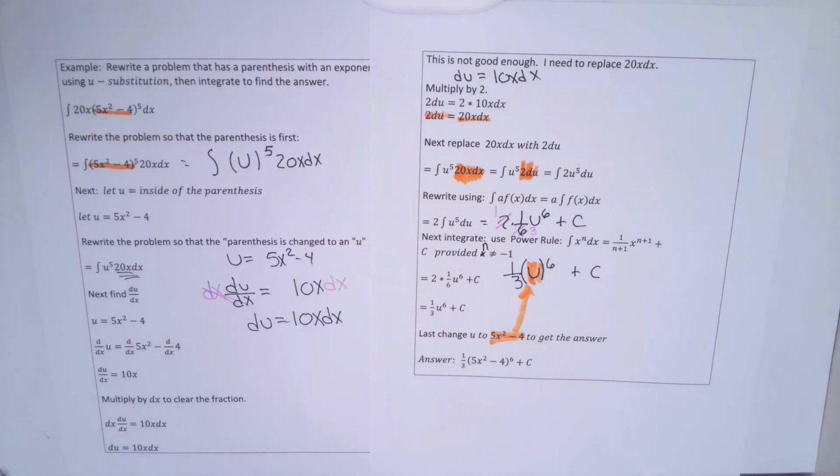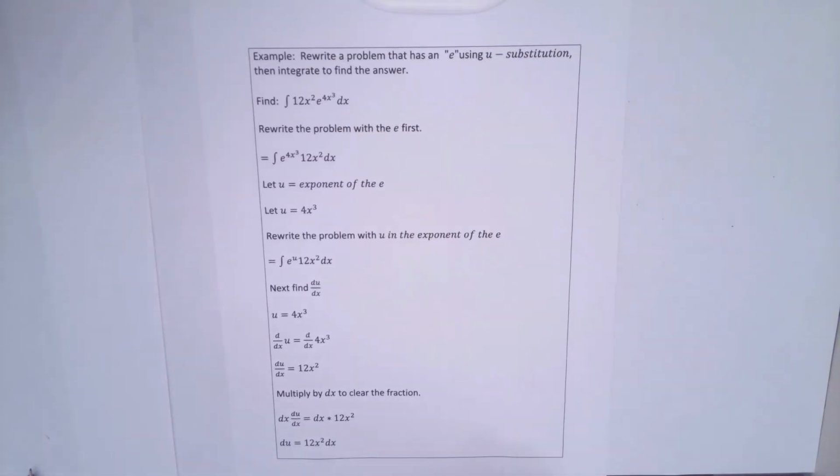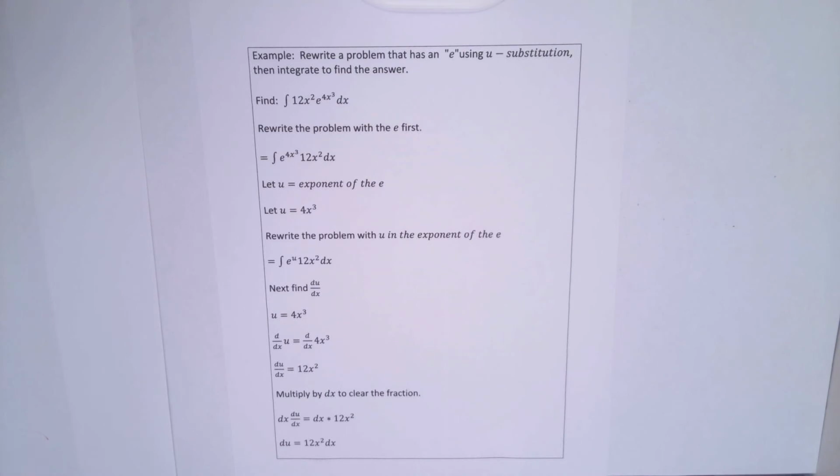Works just as well when I have e's. So if I have a problem with an e, and it's not just a naked e to the x, the only kind of e I know how to integrate is just a generic e to the x power. Can't have e to the 4x cubed power. This is another U-substitution. E's without an exponent of just x, I need to write it and do U-substitution.